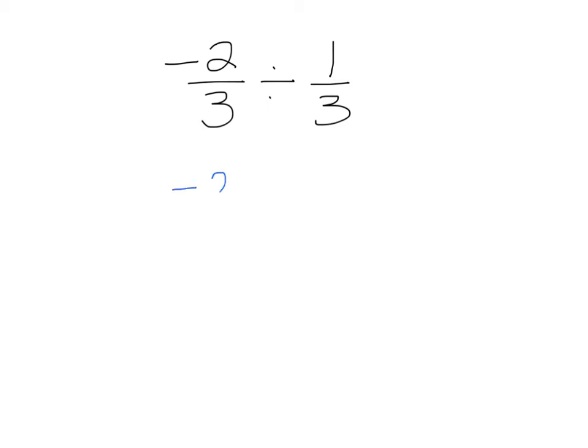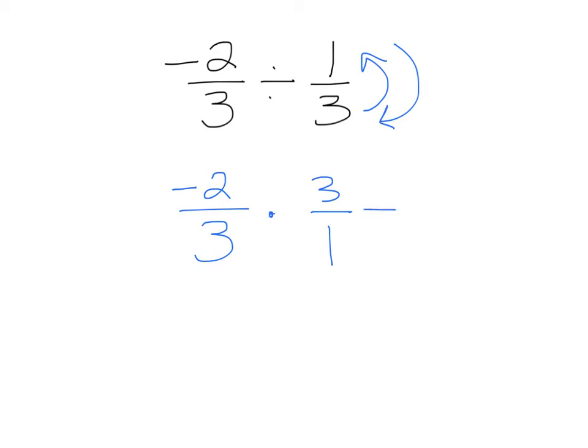We're going to keep the first one. So, negative 2/3 divided by 1/3. When dividing, don't ask why, flip the second. So we're going to flip this second fraction, or make it its reciprocal, which would be now 3 over 1. Don't ask why, flip the second, and we'll change division to multiplying.